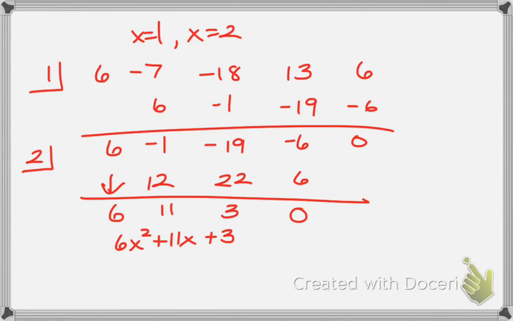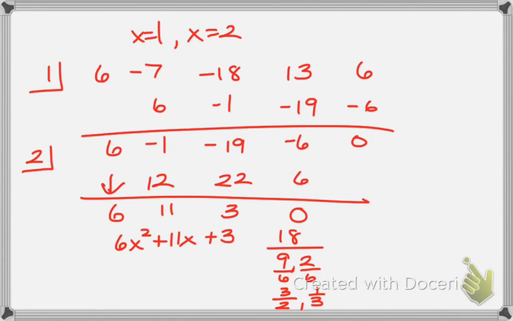6 times 3 is 18. Factors of 18 that get you to 11. 9 times 2 though, right? 9 times 2. My leading coefficient is 6. So that'd be 3 over 2, 1/3.